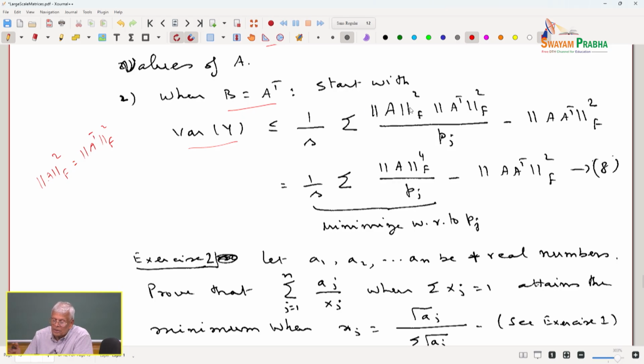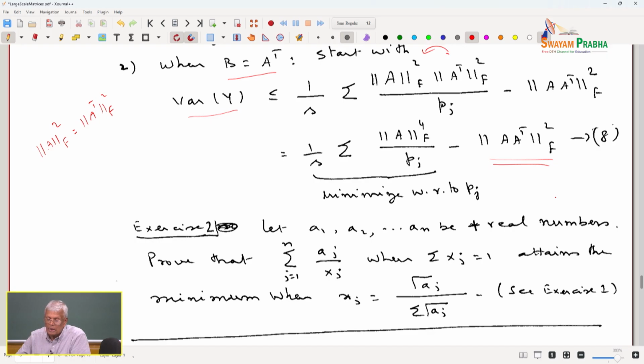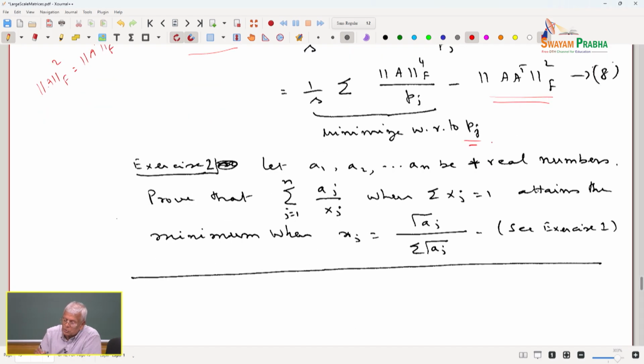So these two quantities in the numerator are essentially the same. So it becomes the 4th power of the Frobenius norm of A divided by Pj, minus this. This is a constant quantity that does not depend on P. I want to minimize this with respect to Pj. Now, you can think of the numerators A1, A2, An as positive real numbers. So I am going to define a random variable, Aj by Xj. The Xj's are the probabilities; instead of calling them Pj, I am calling them Xj. The summation of Xj is 1.